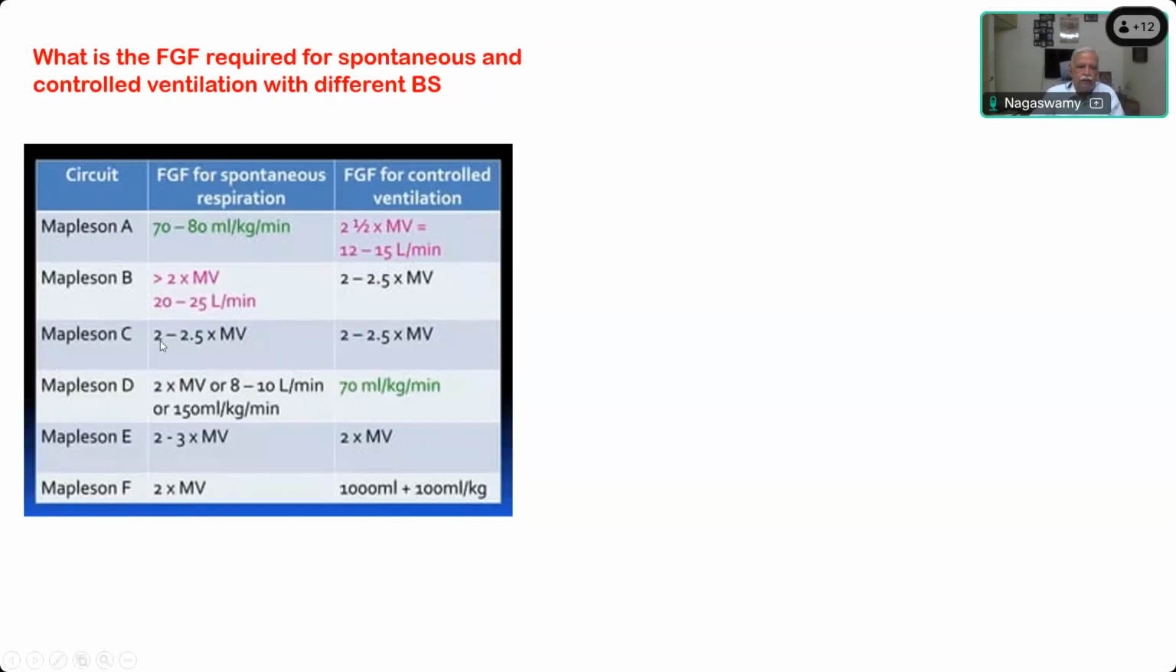On the contrary, if you see the Mapleson D, you require 2 times the minute ventilation for spontaneous, whereas you require only 70 ml per kg per minute for controlled ventilation. So that is why it is given in green. For controlled ventilation, Mapleson D or Bain circuit is very good. For spontaneous ventilation, Mapleson A is very good. And both of them require only 70 ml per kg per minute: for spontaneous in Mapleson A and for controlled in Mapleson D. Okay.